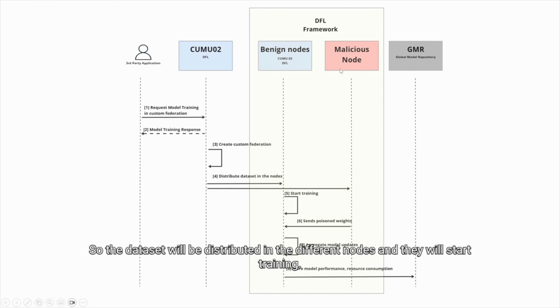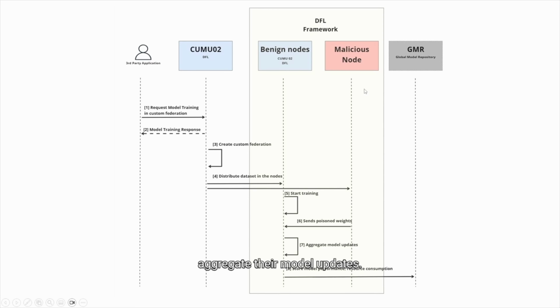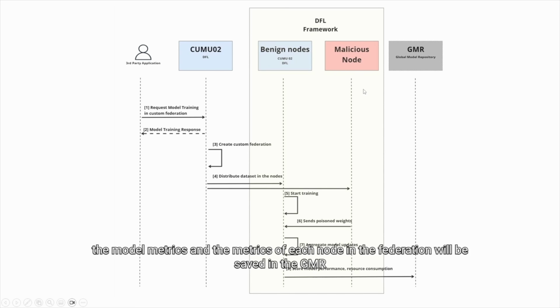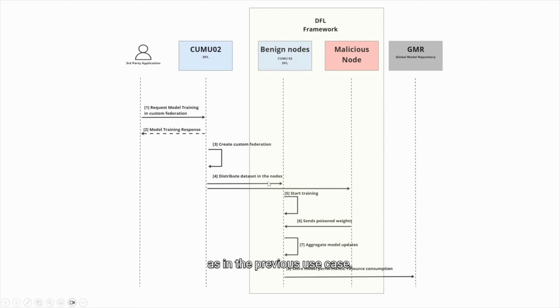So the dataset will be distributed in the different nodes and they will start training. But the malicious node will send poisoned weights to the benign nodes before they aggregate their model updates. And finally, the model metrics and the metrics of each node in the federation will be saved in the GMR as in the previous use case.